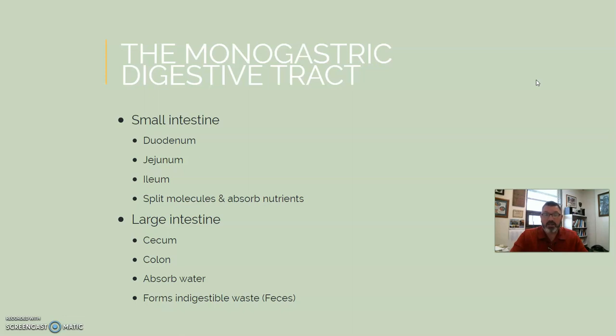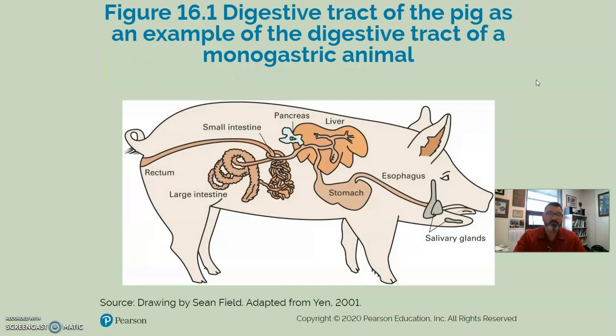The large intestine then hooks onto the end of the small intestine and will contain the cecum, the colon, and a few other structures on occasion. And its primary function is to resorb water, is to suck water back out of that feedstuff, help to dry it up a little bit, and then form the indigestible fecal material that will be expelled from the body.